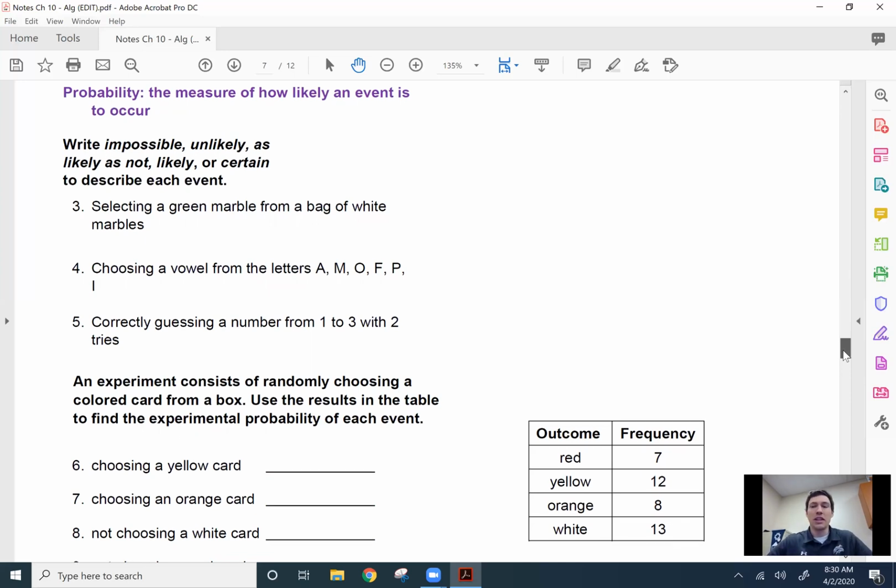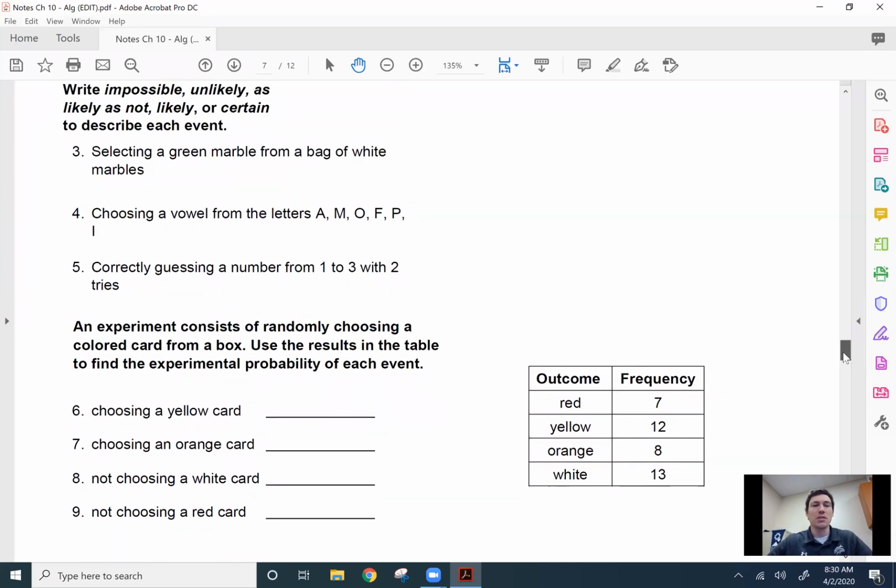So let's do this for just simple examples. On these, we're going to write either impossible, unlikely, as likely as not, likely, or certain to describe each event. Selecting a green marble from a bag of white marbles. Well, if there are only white marbles in the bag, how likely is it that you're going to select a green marble? Impossible.